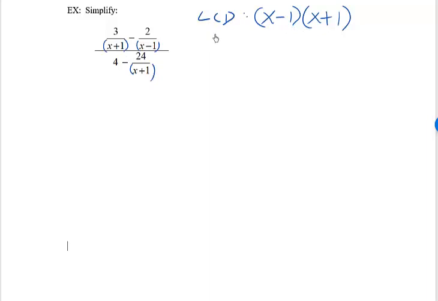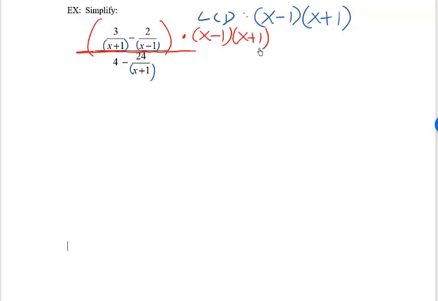Now that you've found the LCD, method 2 says you go to the big fraction. I kind of like darkening that in to remind myself I'm now going to the big fraction. I'm going to take this entire numerator and times it by this LCD, x minus 1, x plus 1.